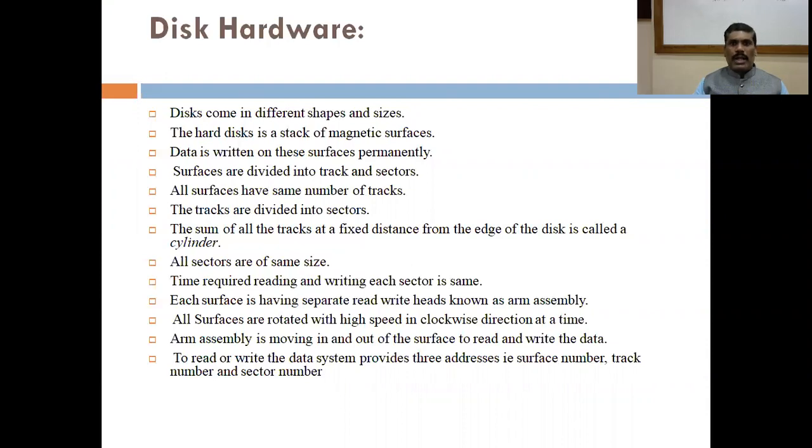The sum of all the tracks at a fixed distance from the edge of the disk is called a cylinder. All the sectors are of the same size. The time required to read and write each sector is the same. Each surface has separate read-write heads known as an arm assembly. All surfaces are rotated at high speed in a clockwise direction at a time. An arm assembly moves in and out of the surface to read and write the data. To read and write the data, the system provides three addresses, that is surface number, track number, and sector number.